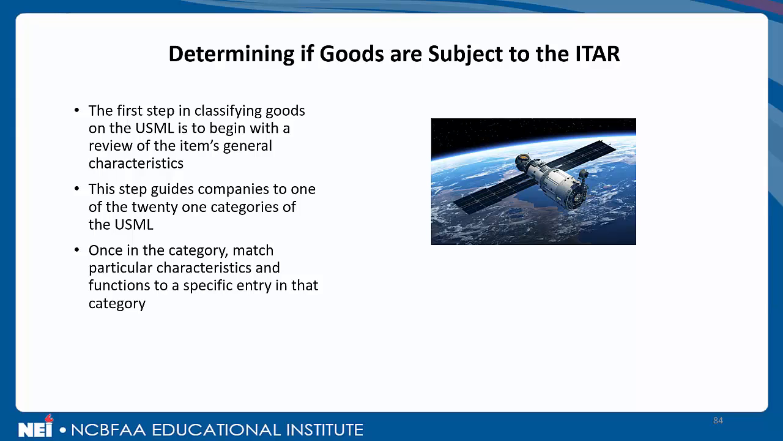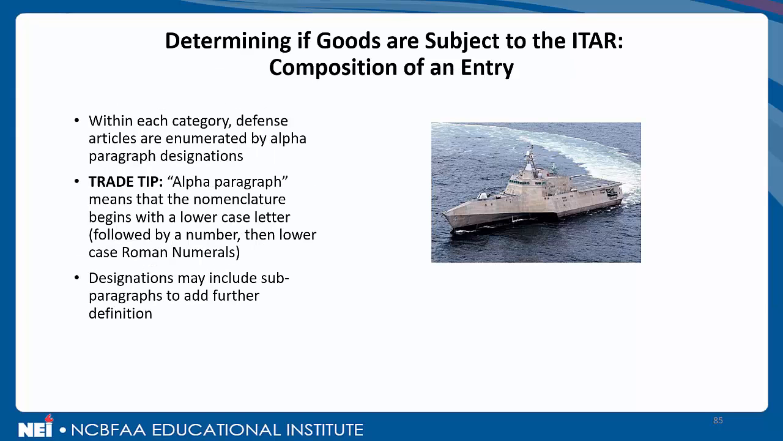So the first step in classifying goods on the USML is to begin with a review of the item's general characteristics. What is it in general terms? General fit, form, and function. This first step guides companies to one of the 21 categories of the USML. Once we're in the right category, we have to match particular characteristics and functions to a specific entry in that category, much like we saw, albeit briefly, in the previous examples. We have other examples to come.